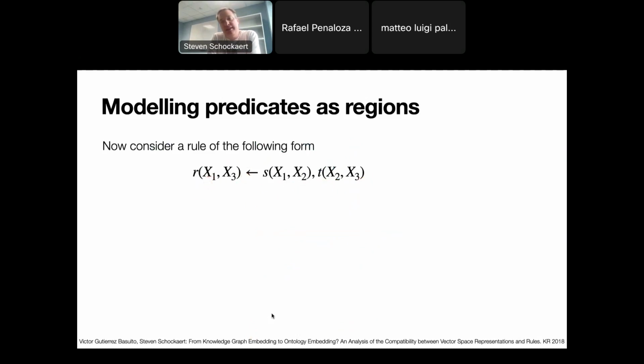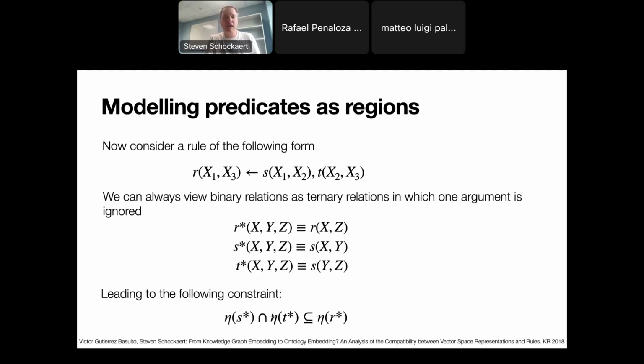So here, intuitively, it may be less clear how we can model this geometrically, but in fact, we can do the same thing because we can think of these predicates R, S, and T as being ternary relations over the same tuple of arguments, but each time one of the arguments is ignored, right? So for example, T of x2, x3, we can think of it as T star of x1, x2, x3, where the first argument is ignored. So it means that even composition rules, we can sort of think of them in terms of intersections and inclusions, but instead of a two-dimensional space, it would be a three-dimensional space.